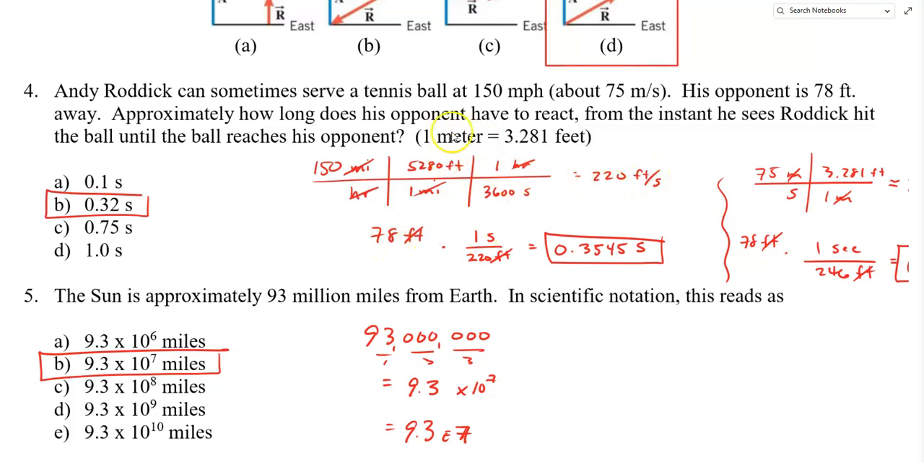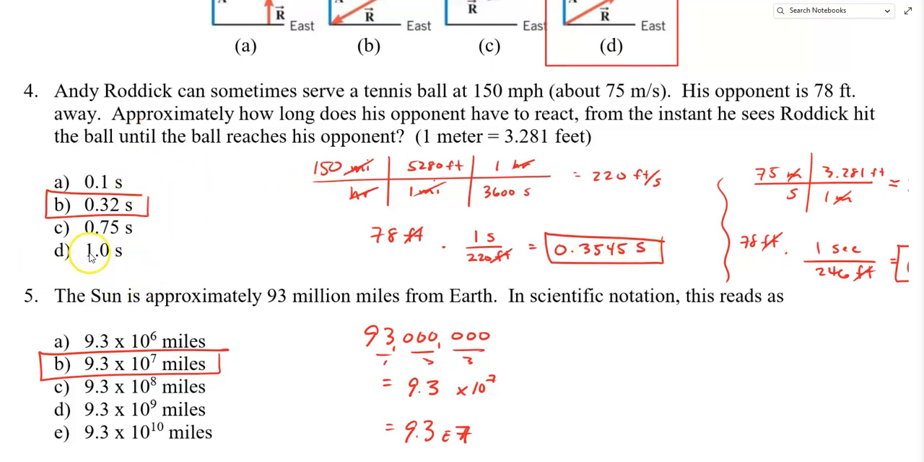Now, if we're trying to find out how much time it takes for a person to react, well, we need to convert this feet per second into a time unit of seconds. Interestingly, if we had 78 feet times the reciprocal of this fraction, 1 second per 220 feet, the product of those two fractions would allow the unit of feet to cancel, and we'd be left with a time in seconds. And so I ended up computing the result of 0.3545 seconds.